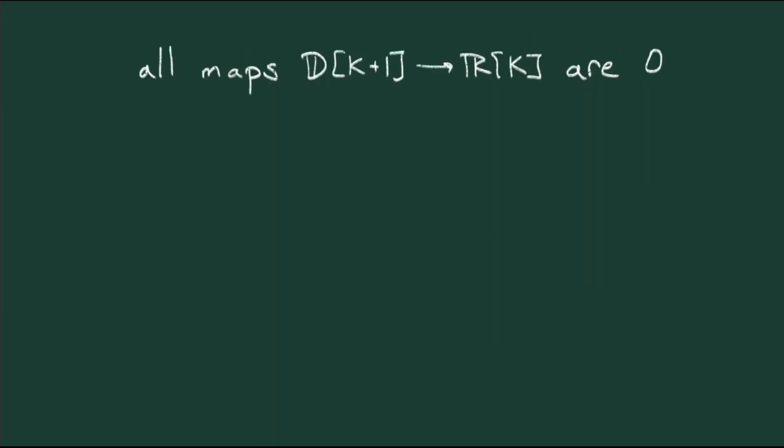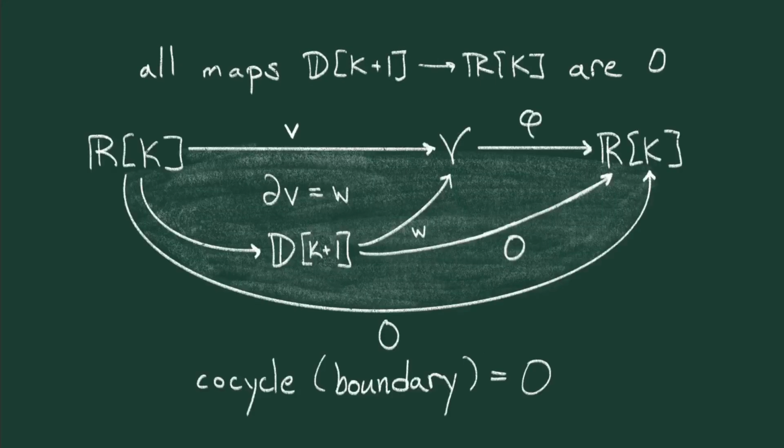Note that all maps from D[k+1] into R[k] are 0. Try picturing what this is saying in terms of the pictures we've drawn of D[k+1] and R[k]. Let's imagine we're given a cocycle phi and a cycle V of the same degree. If we further assume that V is a boundary, this means that the composition of V and phi factors through a map from D[k+1] to R[k]. In particular, phi of V factors through the 0 map and is therefore 0. In other words, cocycles evaluate to 0 on all boundaries.